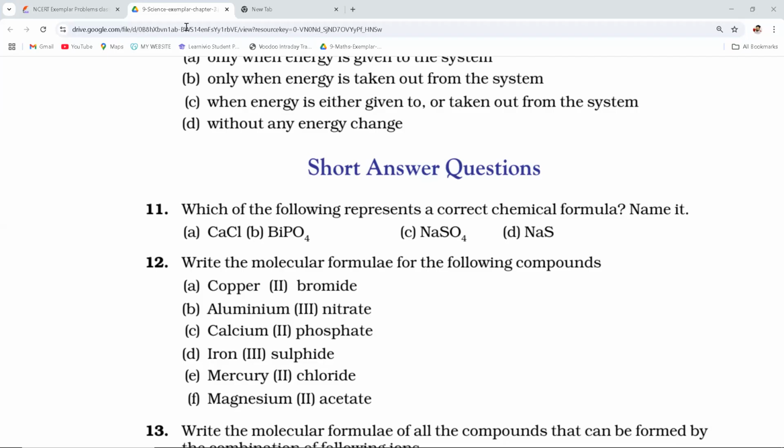Yes, have you done? Yes, sir. What's the answer for the first one? A. Is it correct? A is correct. Which of the following represents a correct formula and name? Yes, Anam? Is A correct? No, sir. What should be the correct formula for A? CaCl2. Yes. Then which one is correct?